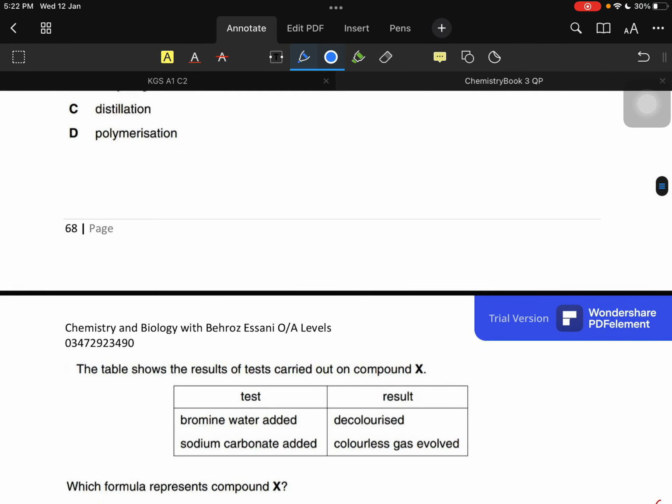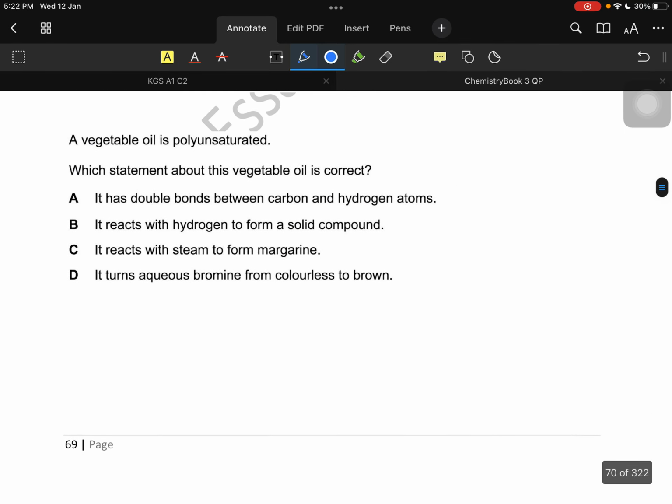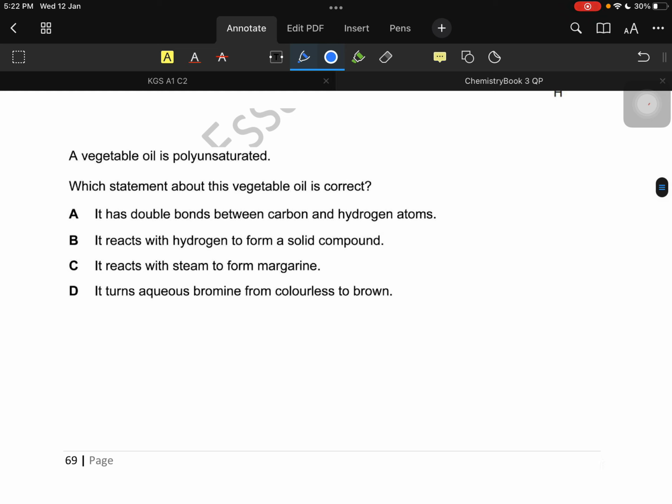Let's look at some other question. For example, a vegetable oil is polyunsaturated. If I'm not wrong, the word poly means many and unsaturated means carbon-carbon double bond. So poly means many, and unsaturated means carbon-carbon double bonds. So polyunsaturated compounds have many carbon-carbon double bonds. Which statement about this vegetable oil is correct?